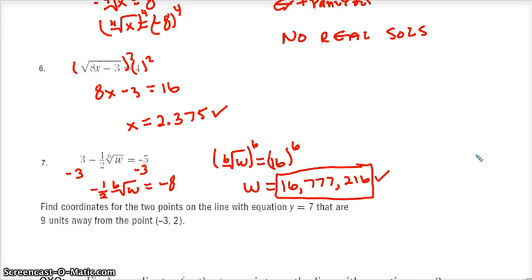Hopefully, solving equations with radicals and extraneous solutions are making sense. Come ready to ask questions.